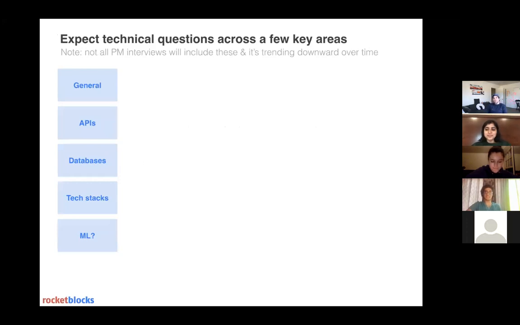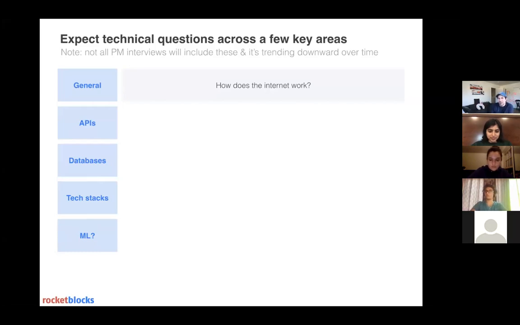Okay, so let's talk about technical questions and categorize them. We did a few examples, so what do these things look like? Let's look at some of the common categories that come up. So there's general questions. The very first question we looked at was another example of a general technical question, like what's an API?